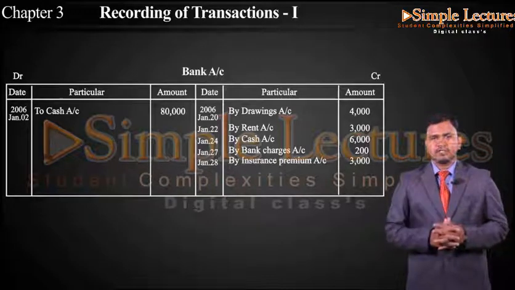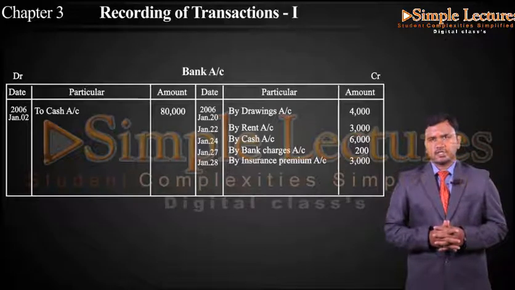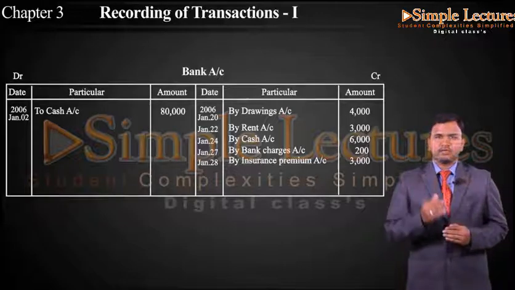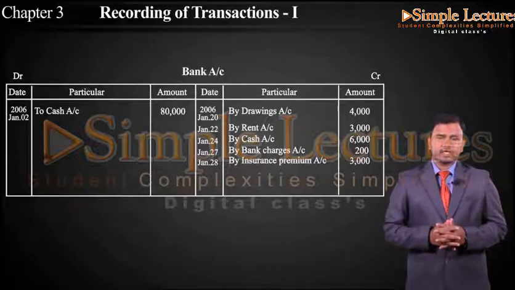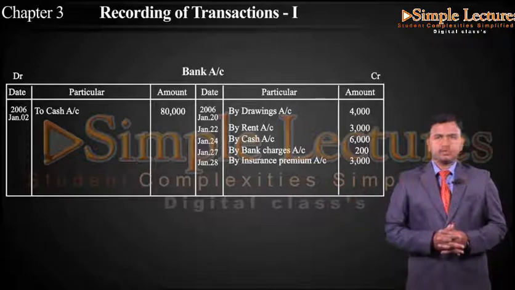Coming to the next entry we have salary account to cash account. There is no bank again. And the last entry we have on Jan 30th, cash account debtor to sales account. So here we are done with the posting of bank entries from the journal to the ledger. Now we have to close the ledger account.